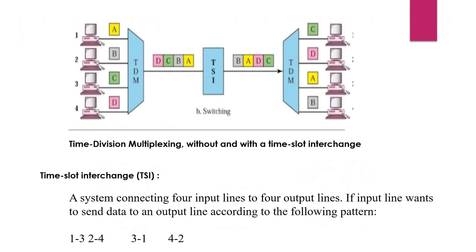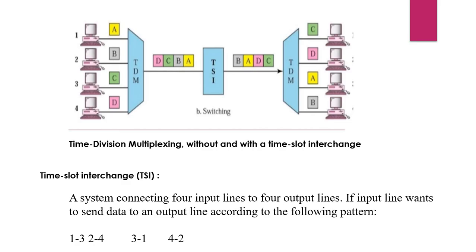In the second diagram, we are using one TSI switch between the devices A, B, C, D. The other side is C, D, A, B. The A device is connected to the third device. The B device is connected to the fourth device. The C device is connected to the first one. The D device is connected to the second one. So all the devices are connected through the TSI switching. That is one simple diagram of how to connect one side to another side by using the TSI switch.